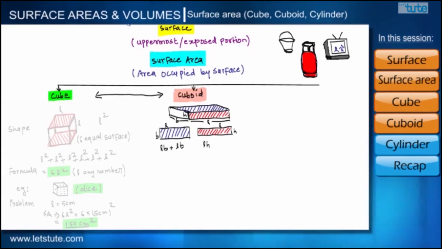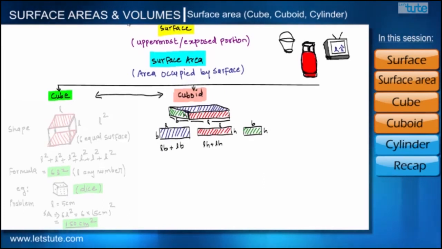Since I am having 2 such surfaces, front surface and back surface, so I would add 1 LH more to get the area of 2 such surfaces. Let us find the area of left surface. We can see that left surface is this, which is having side B and H.